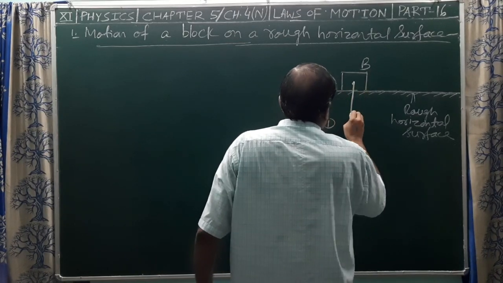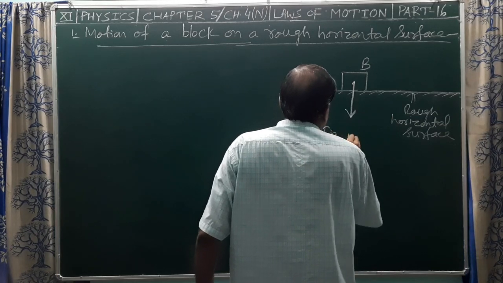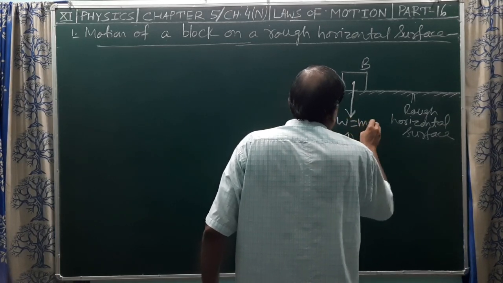Weight of the block, suppose mass of the block is a small m. Therefore weight of the block is mg vertically downward.